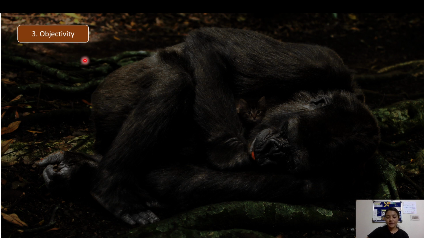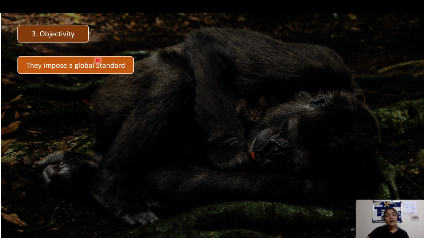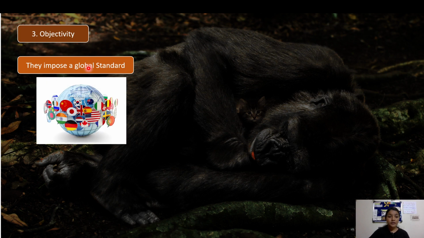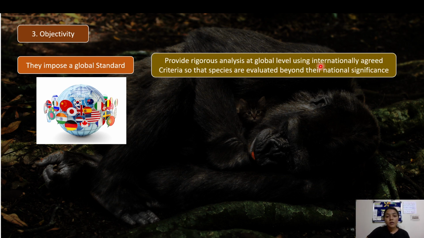Third is objectivity. They impose a global standard. Right? What is a global standard? A global standard is important because it provides rigorous analysis at the global level using internationally agreed criteria so that species are evaluated beyond their national significance.